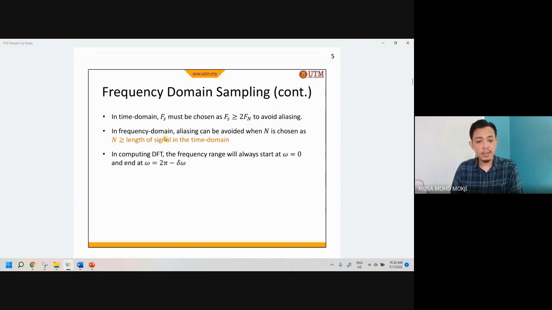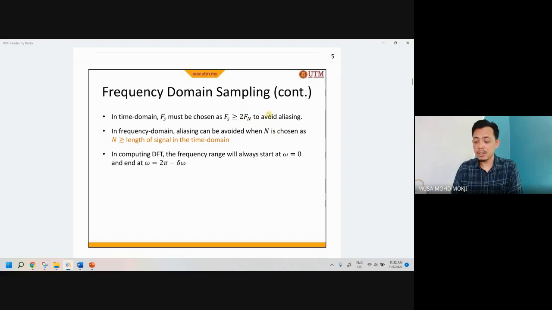In the frequency domain, aliasing can be avoided when N is chosen as N greater than or equal to the length of the signal in the time domain. This is the rule for frequency. This is actually more straightforward compared to the time domain one, because what is Fn? Fn is different from one signal to another, from one application to another.